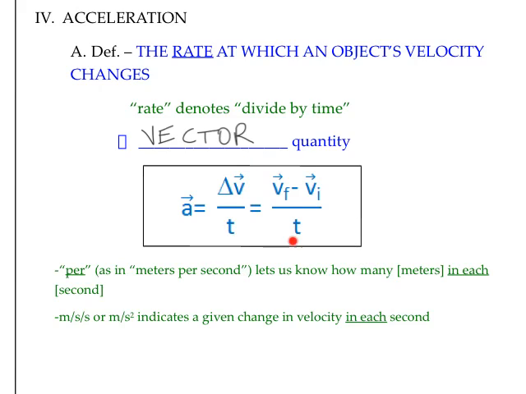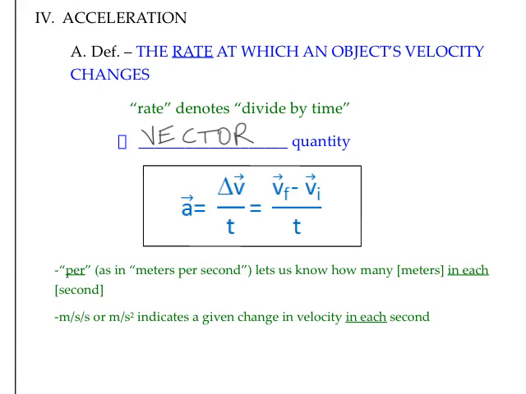I also added this section for you. We can substitute in from our previous lesson that a change in velocity means that you subtract the final velocity minus the initial velocity. So overall, our acceleration is going to be final velocity minus initial velocity divided by time.